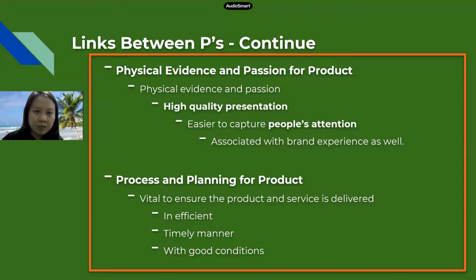So your physical evidence must have a pattern to support, to maintain, to have a direction, to help build and show, to produce a high quality presentation in the long term.